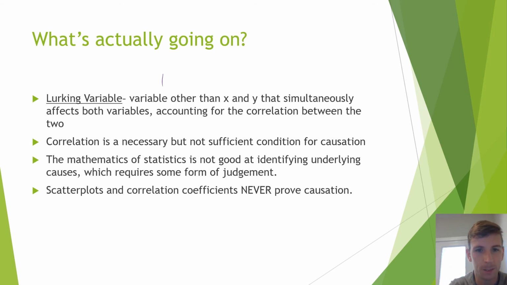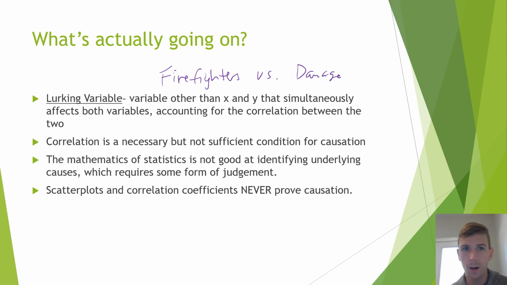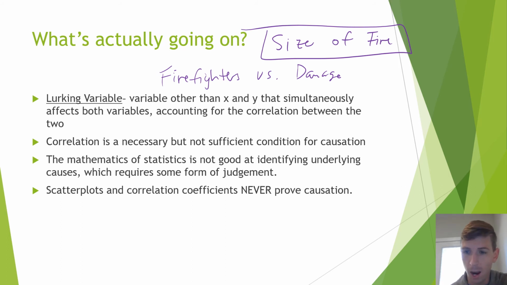In the firefighters versus damage, the lurking variable is the size of the fire. Why? Well, it's not like the firefighters are causing all the damage, but more firefighters are needed if there's a bigger fire, and therefore the bigger fires will cause more damage. We can never, ever say that one variable causes the other with simply a scatter plot and correlation coefficients. So words really matter. So never try and argue that one variable is causing the other.